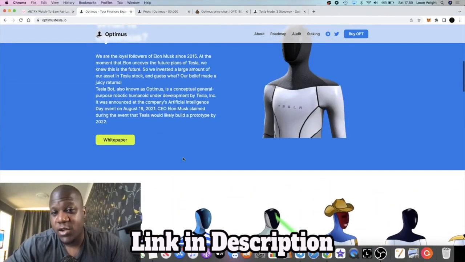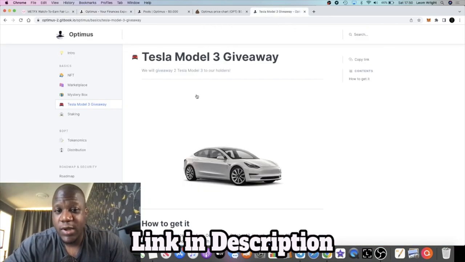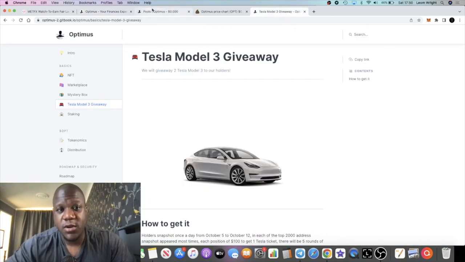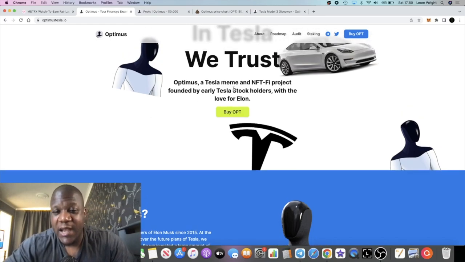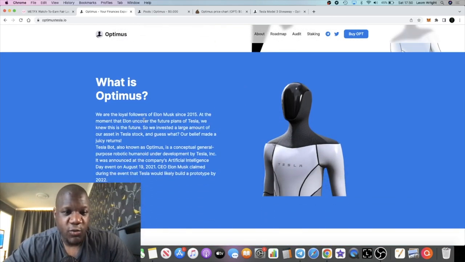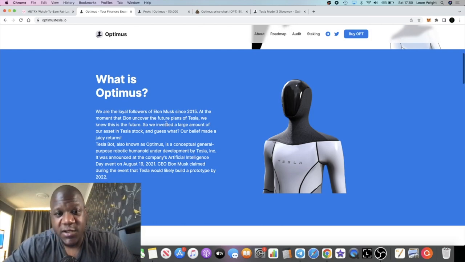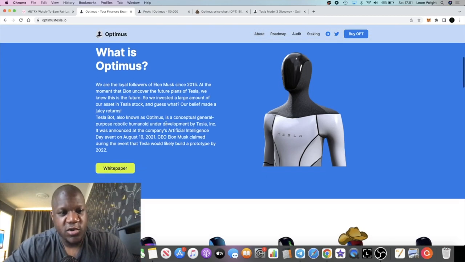So we're going to take a dive into the website and just find out a little bit more about this project as a whole. Have a quick look at the white paper, tokenomics, and so on. So Optimus, a Tesla meme and NFT-fi project founded by early Tesla stockholders with the love for Elon. We are loyal followers of Elon Musk, it says, since 2015. At the moment that Elon uncovers the future plans of Tesla, we knew that this is the future, so we invested a large amount of our assets in Tesla stock, and our belief made juicy returns.